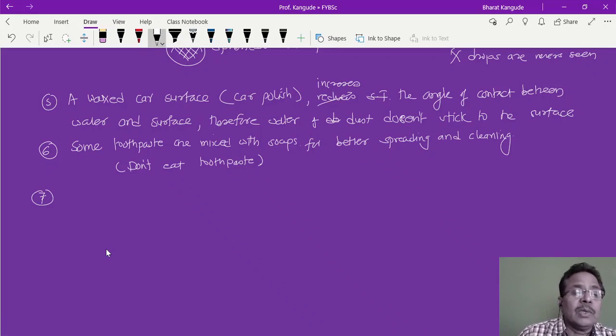7th, in the dyeing industry, D-Y-I-N-G, dyeing industry. What is this industry? This is the coloring of clothes.